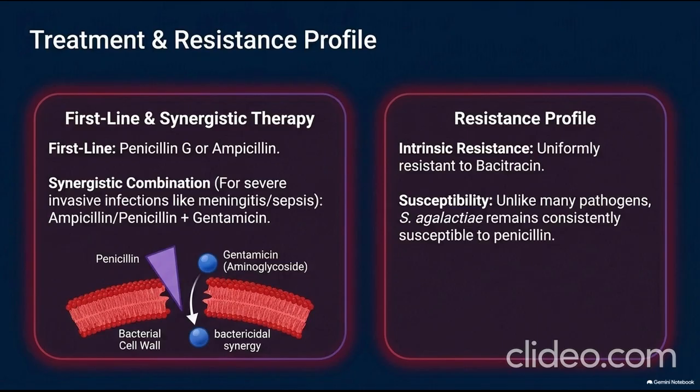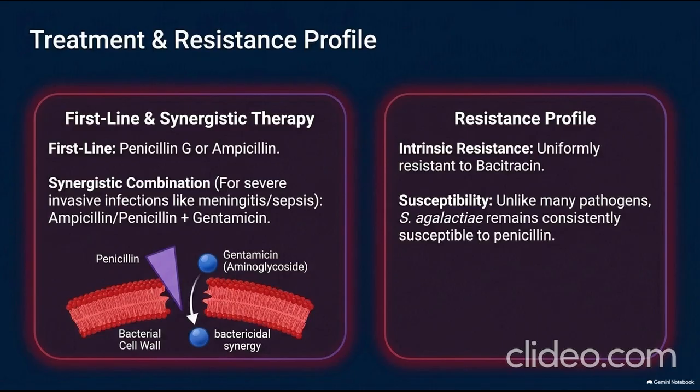Is it A. Bacitracin-sensitive, CAMP-negative, bile-soluble, B. Bacitracin-resistant, CAMP-positive, bile-insoluble, C. Bacitracin-sensitive, CAMP-positive, bile-insoluble, D. Bacitracin-resistant, CAMP-negative, bile-soluble? Take a moment to think. The correct answer is B. Bacitracin-resistant, CAMP-positive, bile-insoluble.